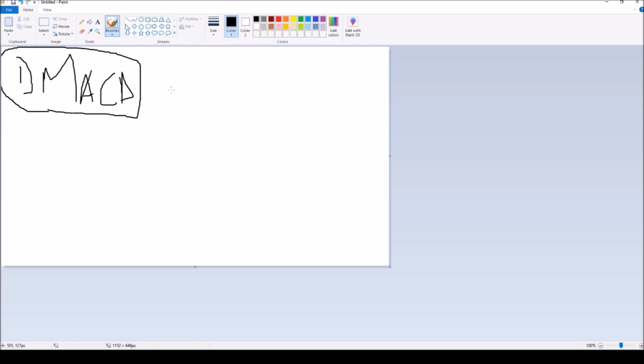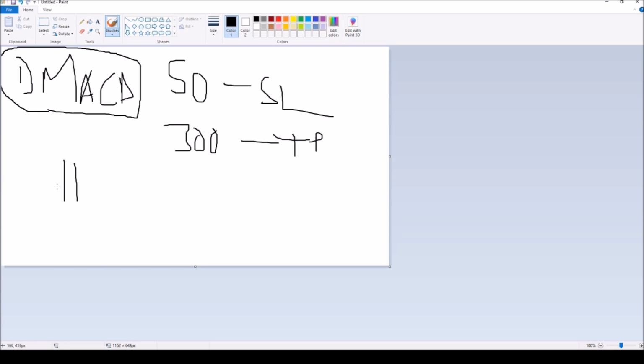So the basic principles of the strategy that I was backtesting is to have 50 pips as our stop loss and 300 pips as our take profit. So this automatically falls into swing trading style. So you'll be trading all this on the H4 time frame.